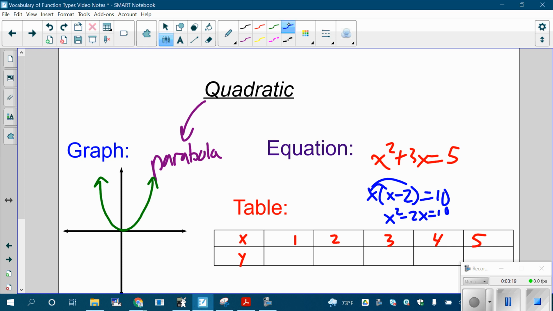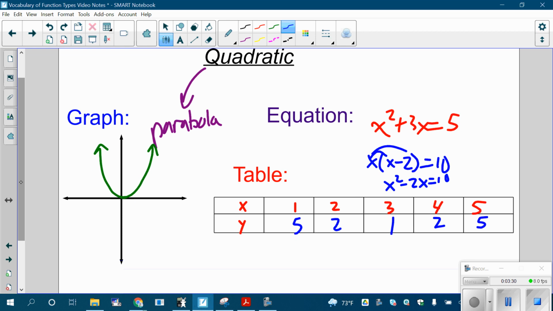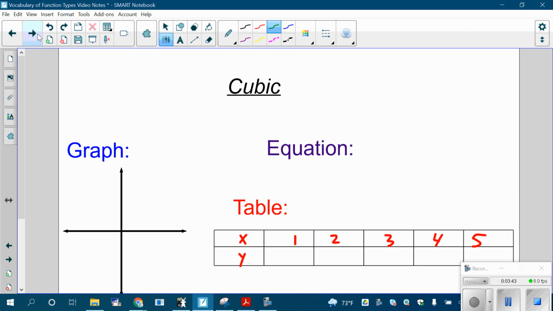Again, your table here would go down and then up, but not evenly. This is a little technical, and I don't necessarily worry about it. But compared to the absolute value, this is going down and then up, but not going down the same amount. It's going down 3, then down 1, then up 1, then up 3. So quadratics do something like that.